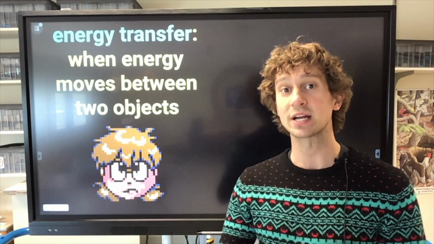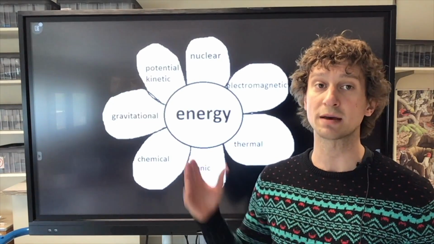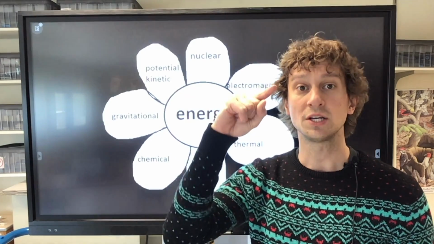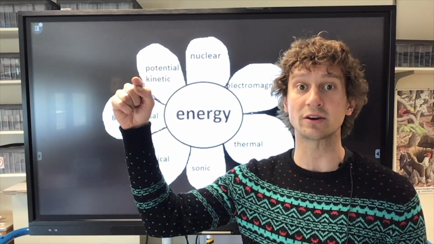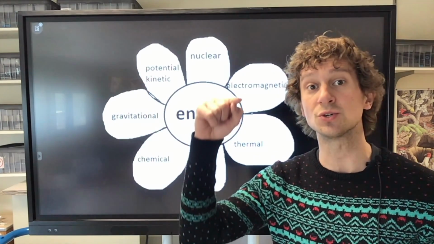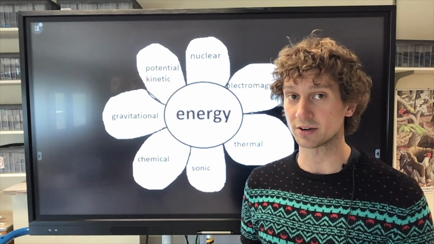In energy transfer, it stays the same kind of energy. So for example, potential and kinetic energy. When you're on a swing set, you transfer your kinetic energy, the energy of motion, to potential energy, energy based on your position, and then transfer that back into kinetic energy. It stays in the same type of energy.